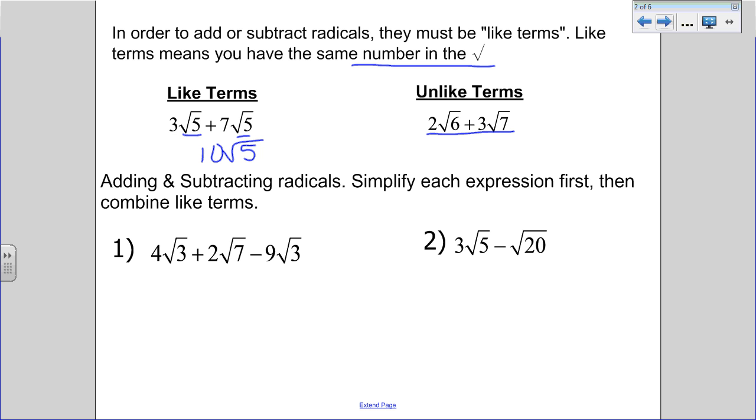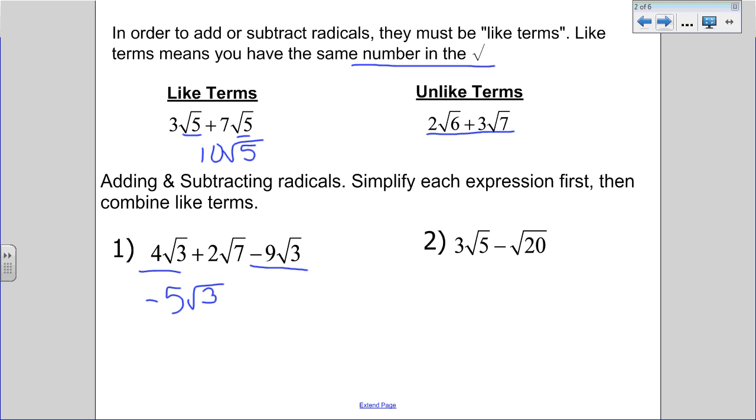Unlike terms is anything with unlike radicals. So if we look at the first problem, we obviously can't add everything together, but we can add the parts or subtract the parts that are like terms. So 4 minus 9 is a negative 5, and then it's just square roots of 3. The radical will never be eliminated, ladies and gentlemen, unless it completely cancels out.